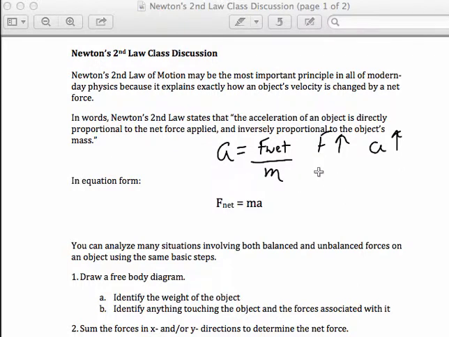But if the mass gets bigger and the net force stays constant, what happens to the acceleration? It goes smaller, which again makes sense. If I try to push a 300-pound lineman versus a 100-pound sprinter, the 300-pound lineman isn't going to accelerate as much as the 100-pound sprinter. So this bottom quantity is called an inverse relationship. As mass gets bigger, acceleration gets smaller. This top one is called a direct relationship. As force gets bigger, acceleration gets bigger. And that's true of Newton's second law.